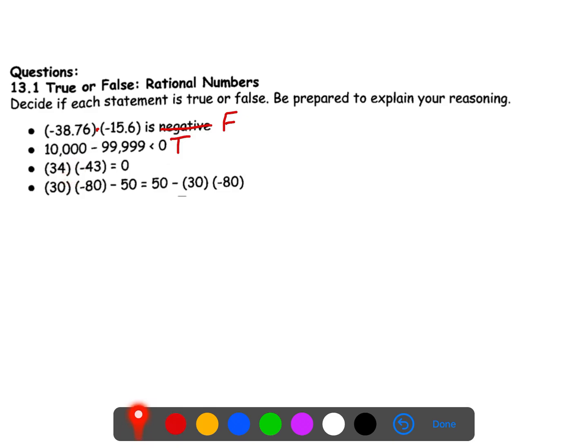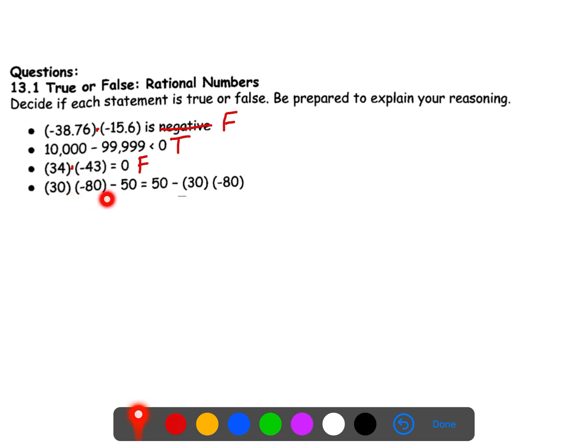Next, we're doing some more multiplying here because we don't have an operation between these two. If we multiply 34 by negative 43, is that going to equal 0? No, it is definitely not. So that would be a false statement. And of course, to talk about that one real quick, the only way to get 0 as a product of a multiplication problem is if one of our factors is 0. So that would be a very clear giveaway that this is not going to be a true statement.